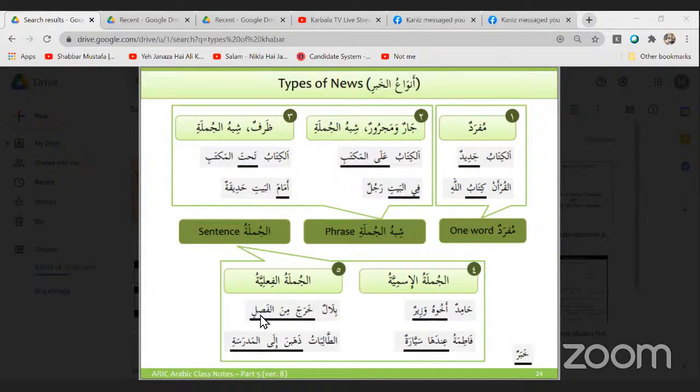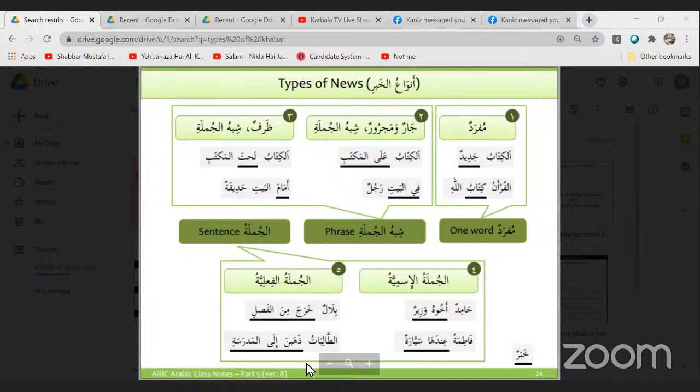At least someone's awake. So right now with Bilalun, that's a nominal sentence, ismiya. But if you took out Bilalun, then it becomes jumla fi'liya, and then it's the fa'il. Exactly.